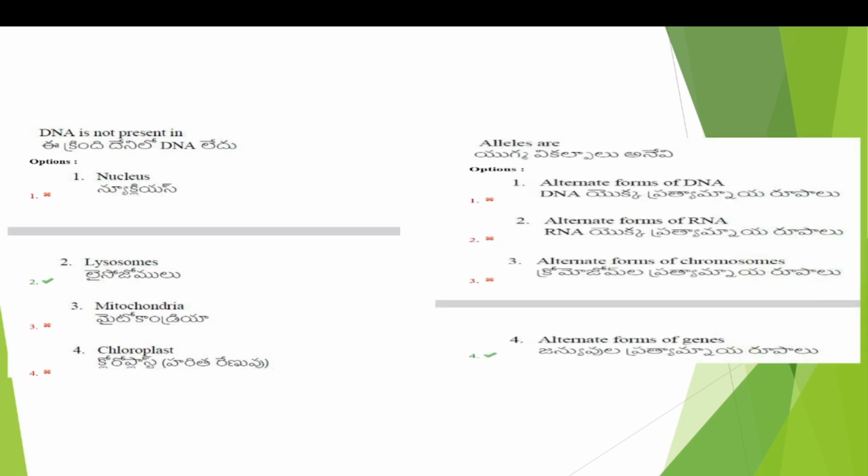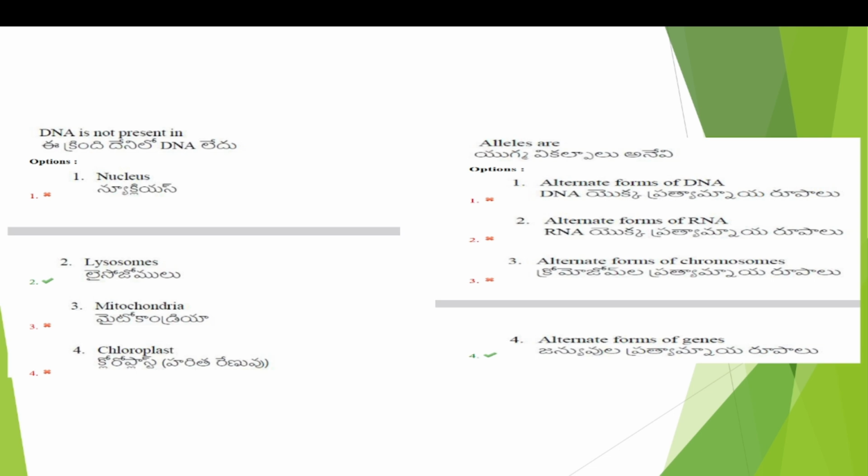The next question is: alleles are, యుగ్మ వికల్పకాలు అనేవి. These are the alternative forms of genes. We are all diploid organisms. For example, in humans, each and every cell contains a nucleus, and each nucleus contains 46 chromosomes. Of these 46 chromosomes, 23 we get from the father and 23 from the mother.